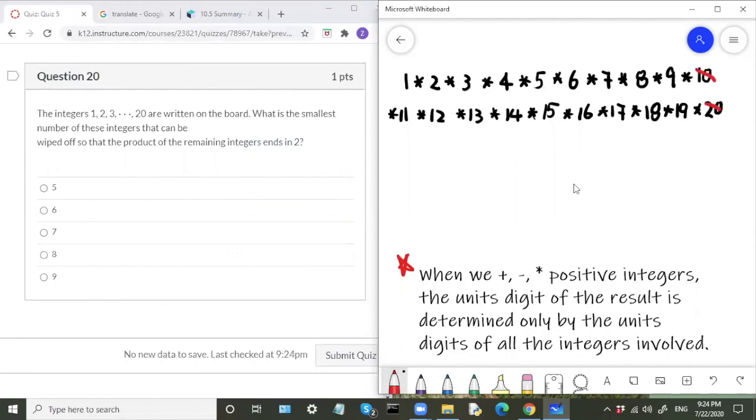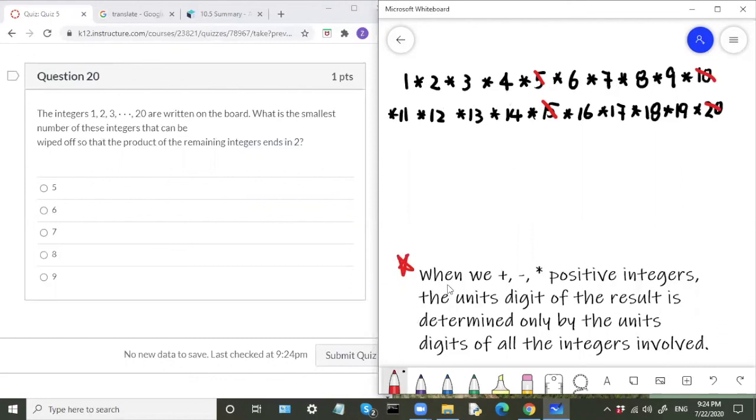So what else? Let's look at the 5. If we have the factor 5, then 5 times 2 will result in 0. So the unit digit would be 0. So we need to wipe off 5 and a multiple of 5, 15. So okay, so far we have wiped off 4 numbers. So let's look at the remaining integers. What is the unit digit of the product of these remaining integers?